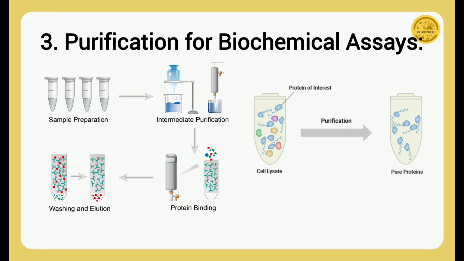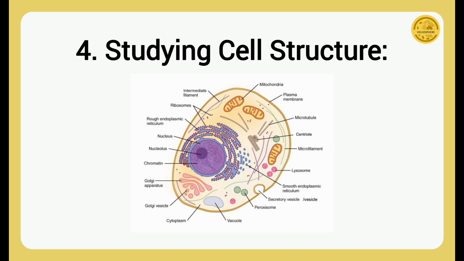To perform accurate biochemical assays, scientists need pure samples of the molecules or organelles they are studying, that is, to find out their protein of interest. Fractionation techniques help achieve this purity by separating different cellular components based on their size, density, or other physical properties. By breaking open the cells and separating their components, researchers can study the structure of cell organelles and other subcellular components in detail.